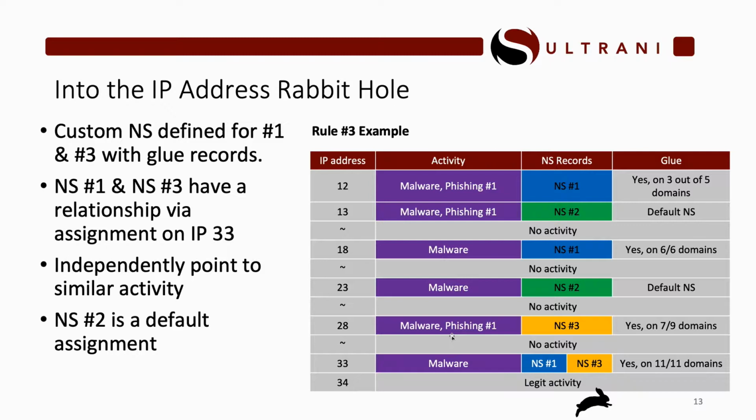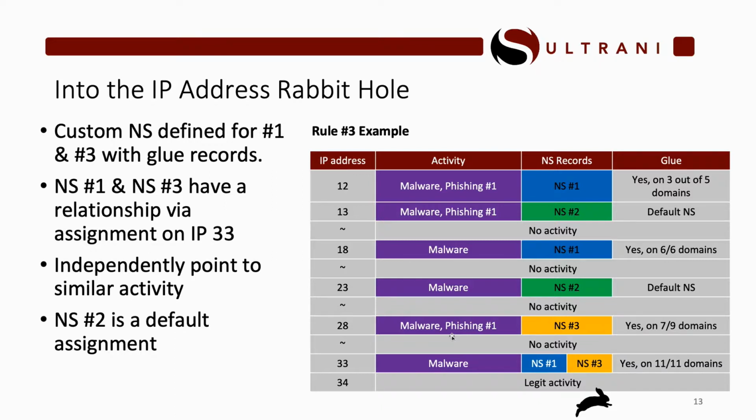So in this case, we're looking at, again, the IP address, it doesn't matter, but .12, 13, my tilde shows a jump. In this case, there's no legit activity, it's all no activity. But I have different sets of name servers defined. So name server group number 1 is custom, and I see that there's glue out there on 3 out of 5 domains. So I have a custom name server set, and it's being applied on 3 of those 5 domains that are sitting on that .12 IP address. And that's interesting because it indicates ownership.